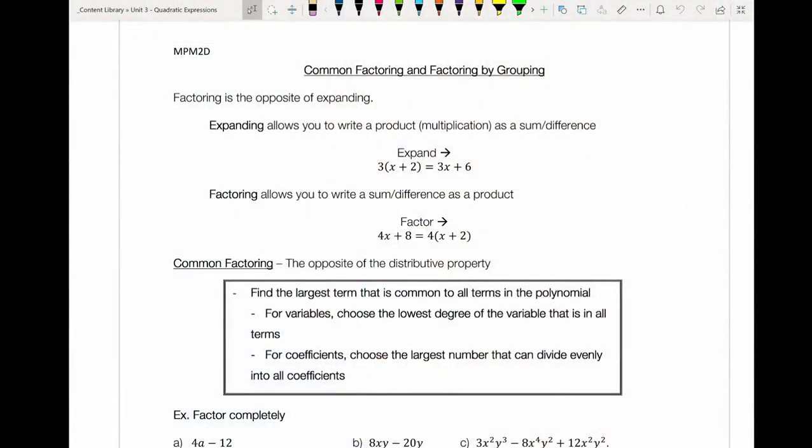In today's note, we are going to look at common factoring and factoring by grouping. So factoring is going to be a new concept for this course and new to grade 10. But factoring is the opposite of expanding. So in our last lessons, we've looked at expanding, specifically binomials. But factoring is the opposite of expanding.